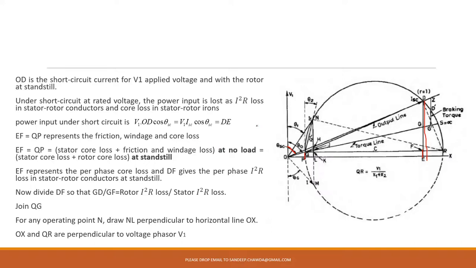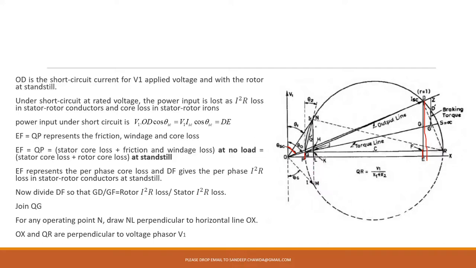Suppose there is an operating point N which is lying somewhere here on the circle. From this operating point N, you draw a perpendicular to the OX axis.